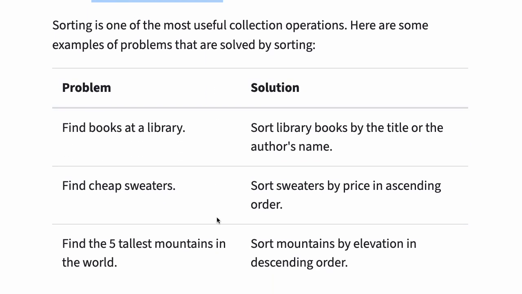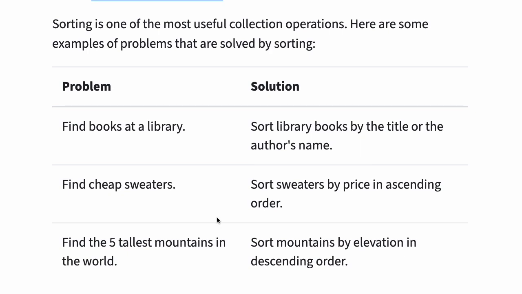Here are some examples of problems that are solved by sorting. For instance, to help us find books at a library, sort the library books by title or the author's name. To find cheap sweaters, sort the sweaters by price in ascending order. And finally, to find the 5 tallest mountains in the world, sort the mountains by elevation in descending order.